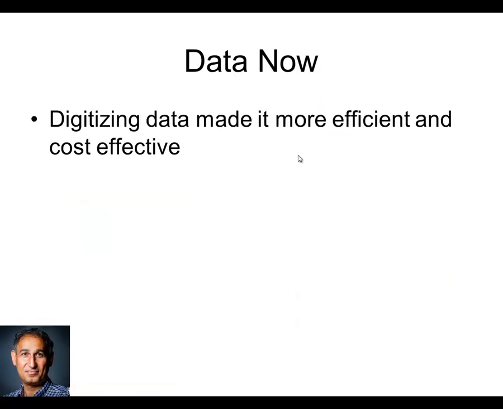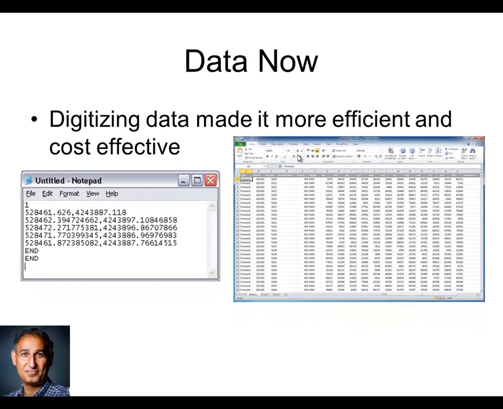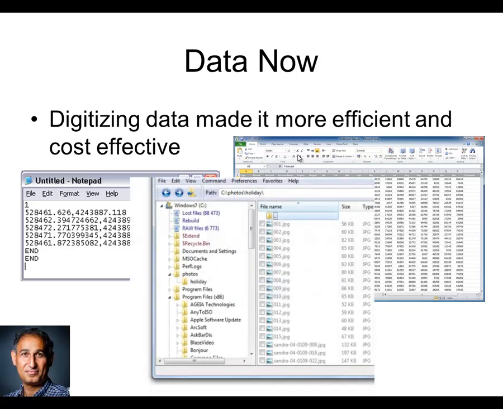With the data now, it's being digitized, and it's stored in text files, spreadsheets, and you can arrange them even in files. So that will make them very efficient, easy to store, and easy to retrieve. It is more convenient and more cost effective.